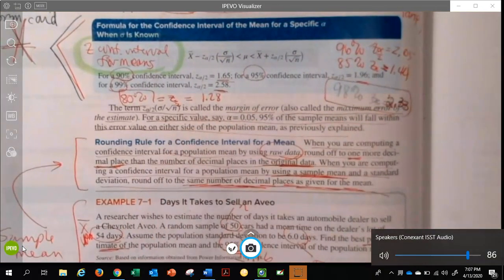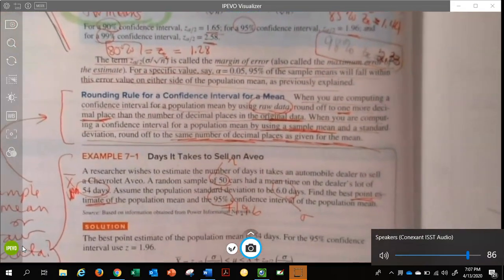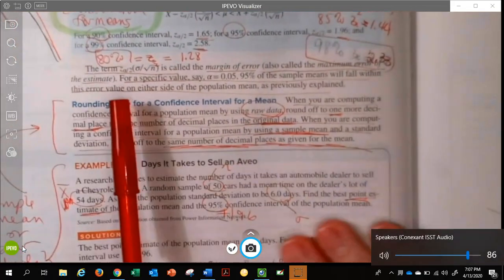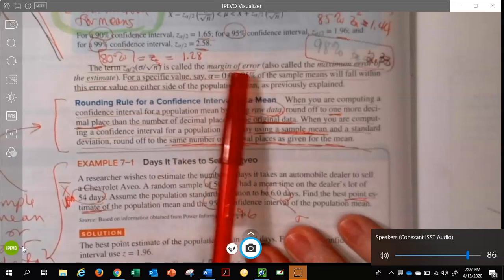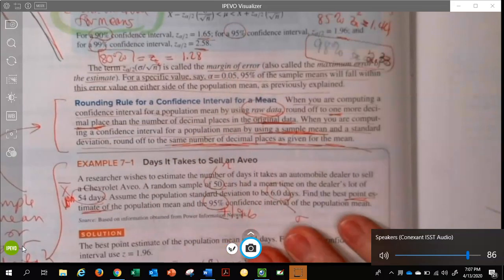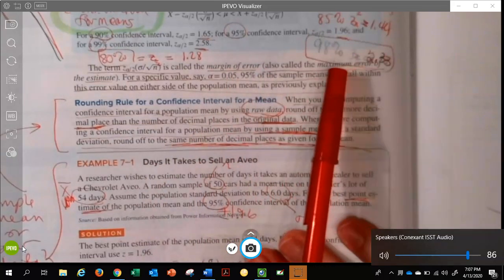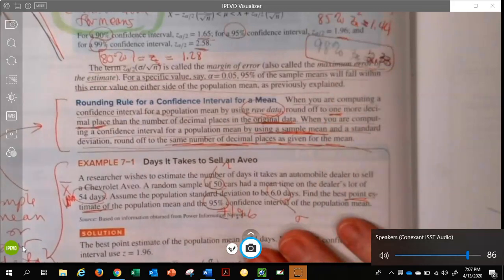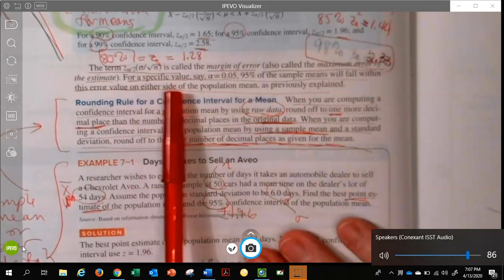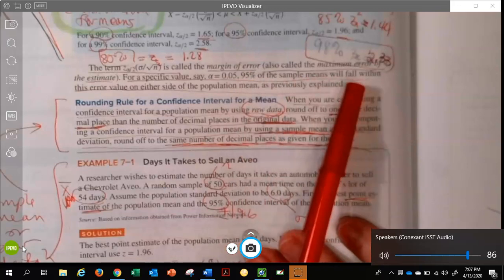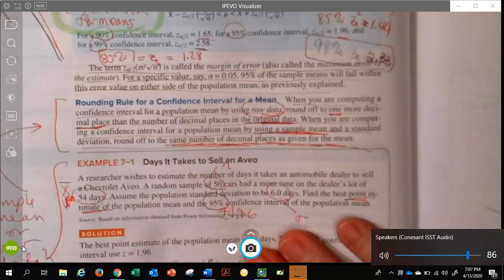There's some more stuff in here that you do need to highlight and underline before we do an example. Like this term is called, I would highlight that, margin of error. Oh wait, it's also called maximum error of the estimate. I'd write all that down. For a specific value, it's going to fall in between, just like we previously explained.